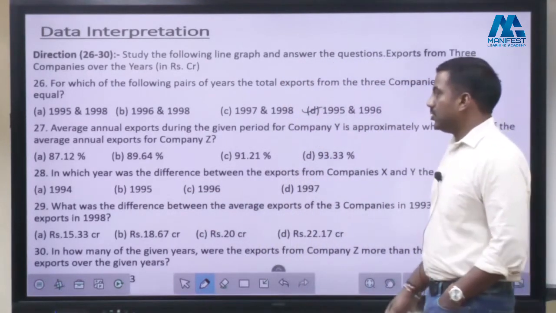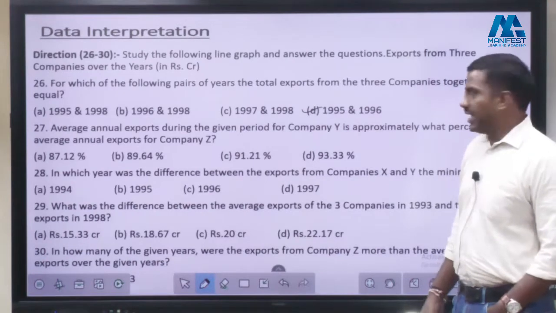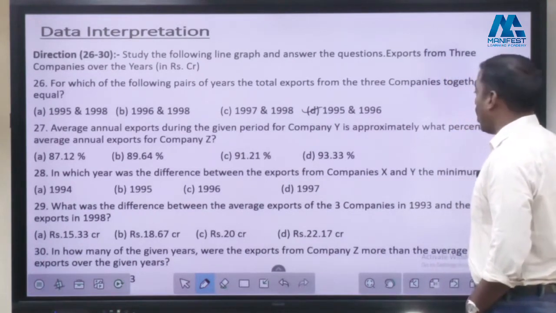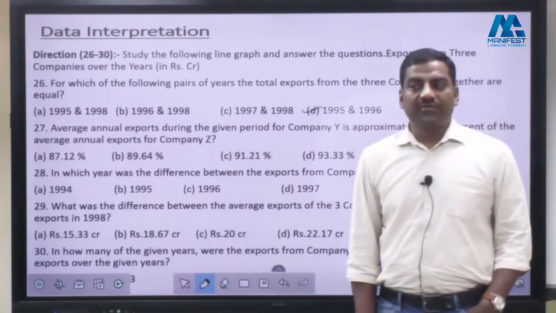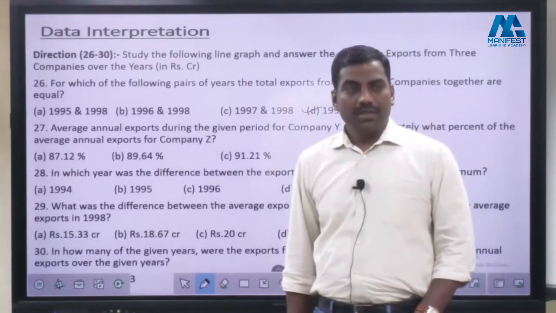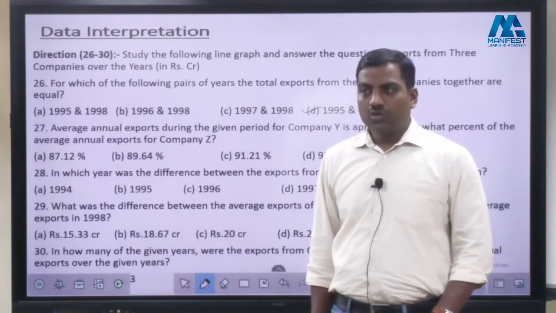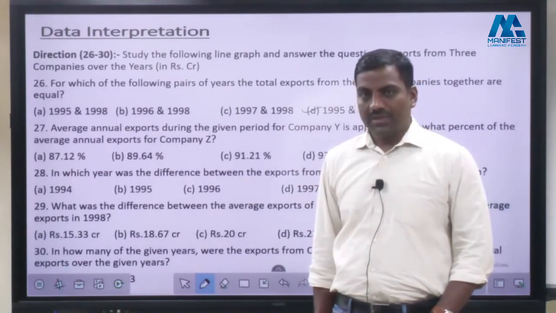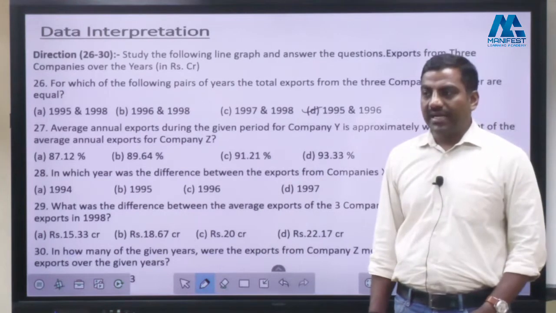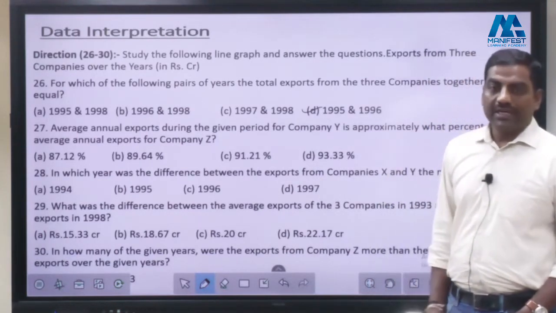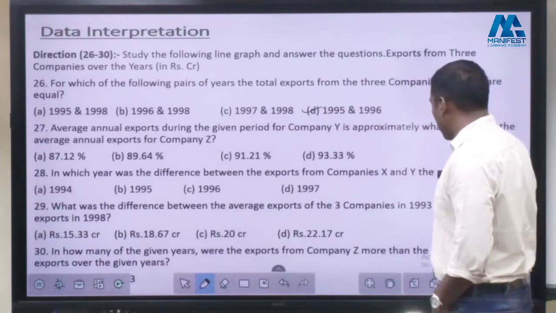Average annual exports during the given period for company Y. The average of company Y for all these years is approximately what percentage of the annual exports for company Z? So what you have to do is take the average of both Y and Z separately. When we take the average, we have to divide by the number of years, 7. But don't do that. Just compare the totals, because on both the left hand side and right hand side you will divide by 7. No need to do that. So check the total of Y and total of Z.